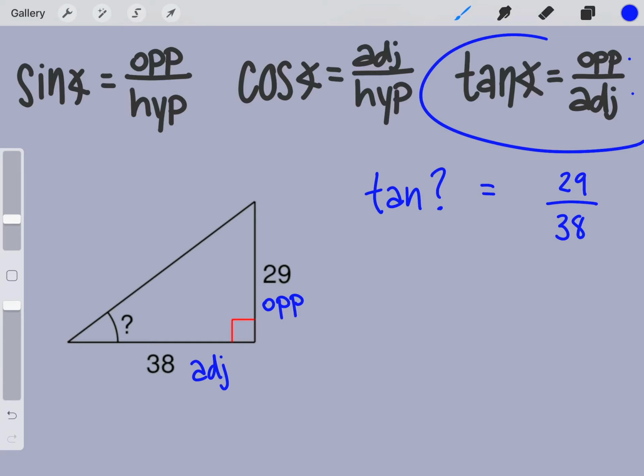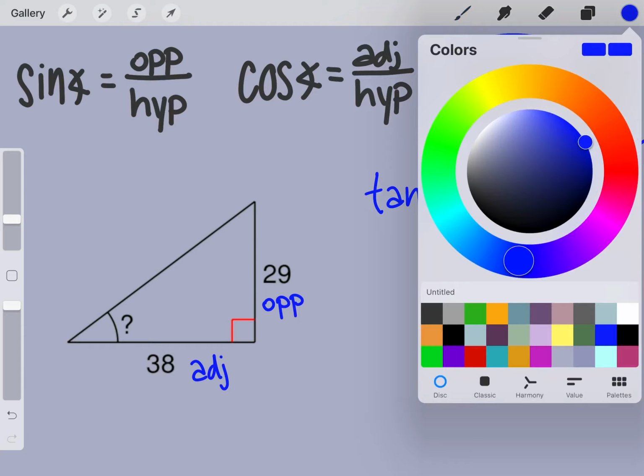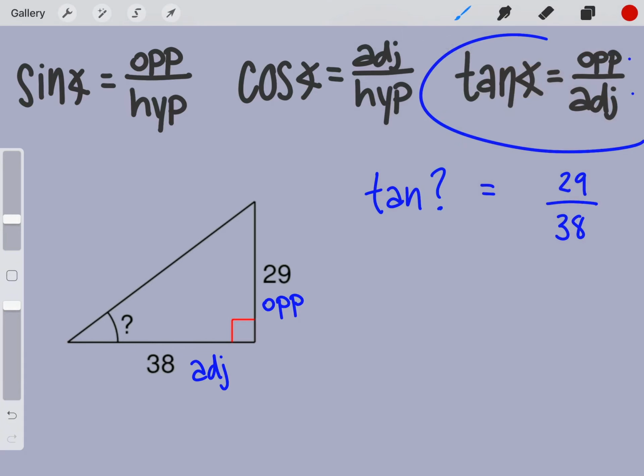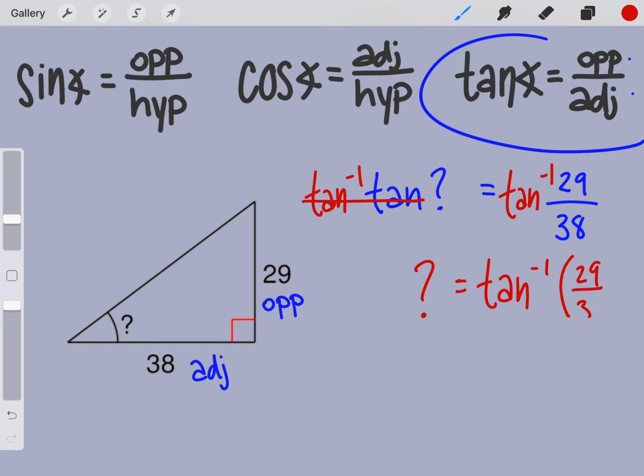It's opposite over adjacent. Now, to isolate question mark, you have to take the inverse of tangent from both sides. That totally isolates question mark, giving us inverse of tangent of 29/38. We're going to go over to Desmos and do that calculation, the inverse tangent of 29/38.